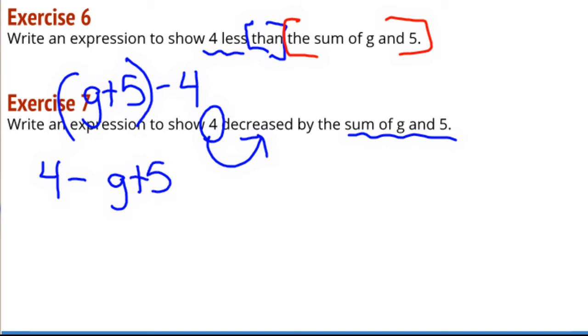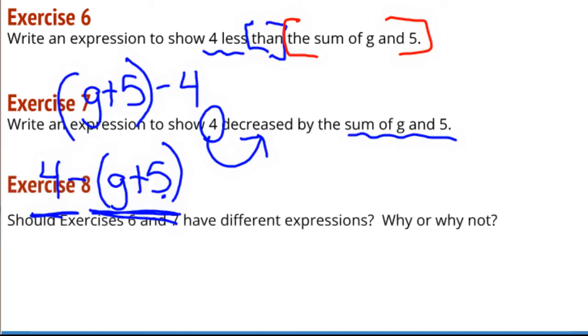Now, reading the story, what is supposed to happen? Am I supposed to have 4 decreased by g and then have an additional 5 that I add on? Or am I supposed to decrease it by the g and 5 altogether? Now, hopefully your brain is saying, Mr. Ludlow, you're supposed to decrease that by the g and the 5. So I need to put in parentheses here to say do this part first, and then do the 4 decreased by.